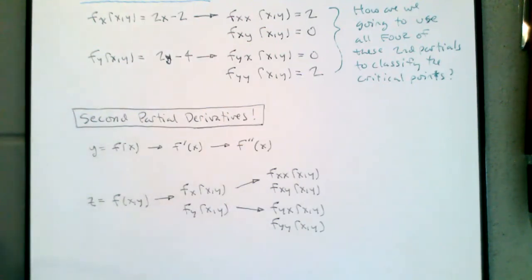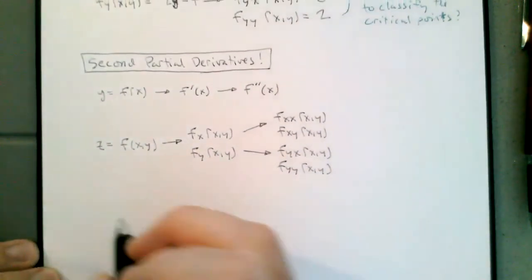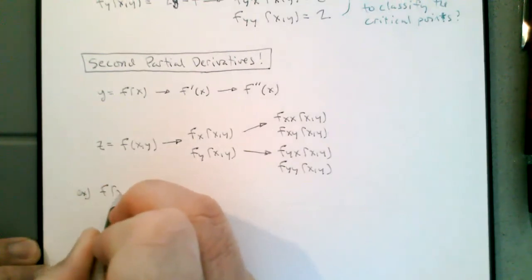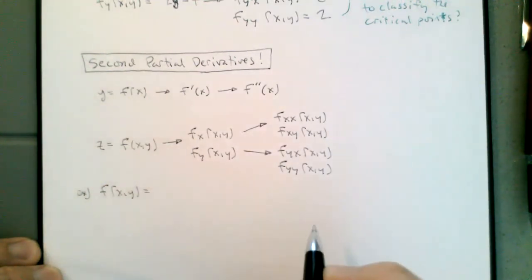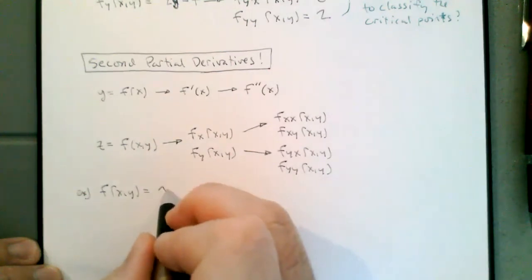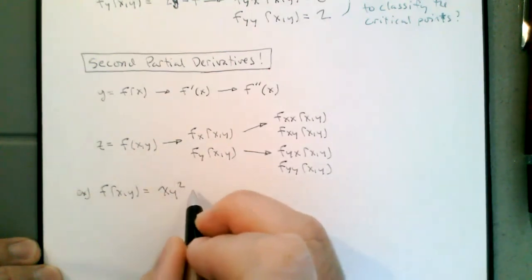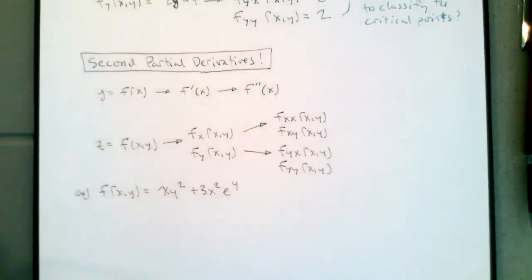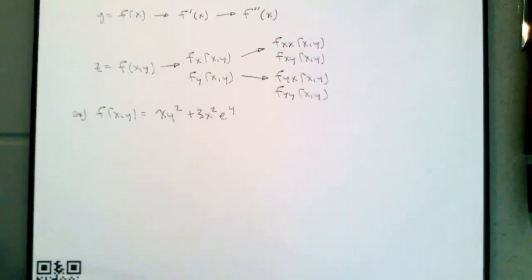So if we have a function of 2 variables, let's say xy squared plus 3x squared e to the y. Let's find the 4 second-order partial derivatives of this function. And let's see if it will fit in this space.